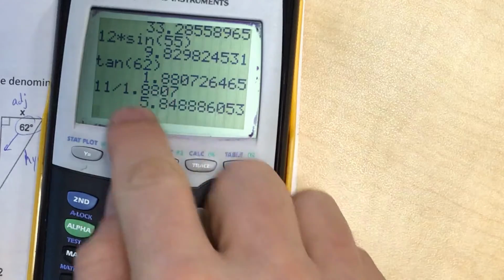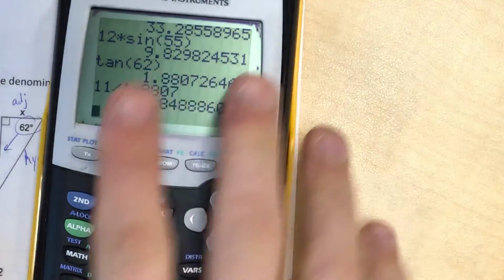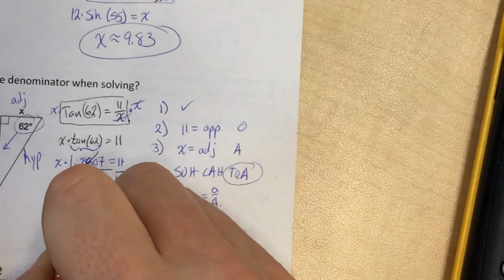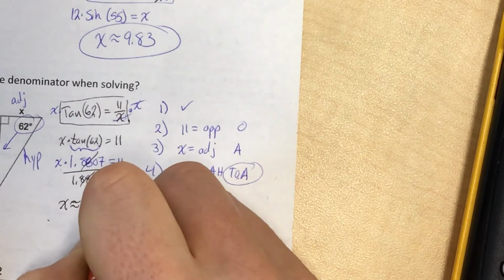And like I said, now this is our final answer. This is what X is equal to. Let's round this to 5.85. So X is approximately 5.85 units. Okay.